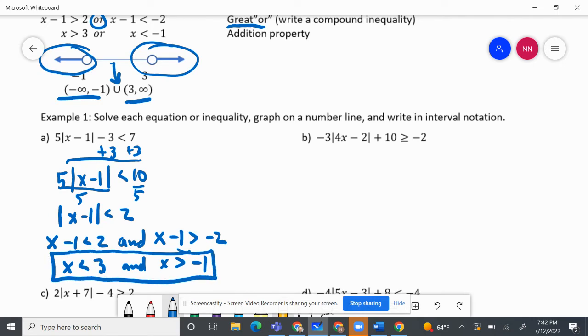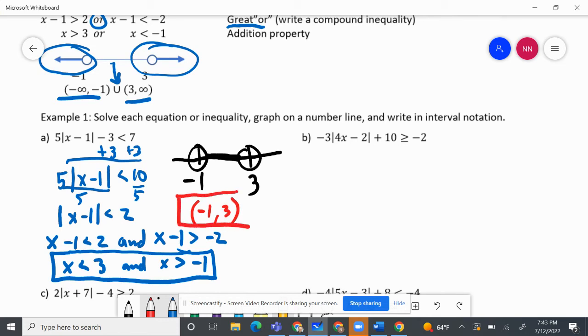Now, when we're graphing this on a number line, we always put the least value first, which in this case is -1. 3 would be the greater value. Both of them are open circles, and and statements go in the middle. For the interval notation, we have a parenthesis since it's open, and then a parenthesis also for the 3. Pause the video and try letter B and see how you do.